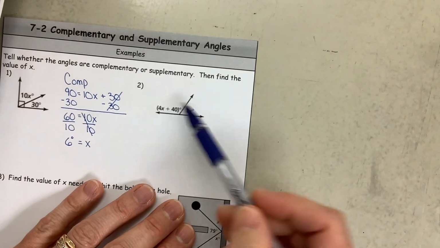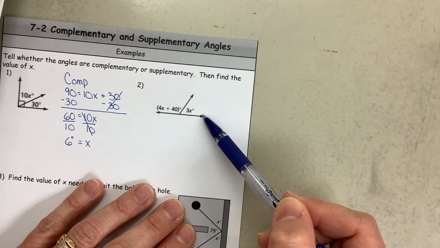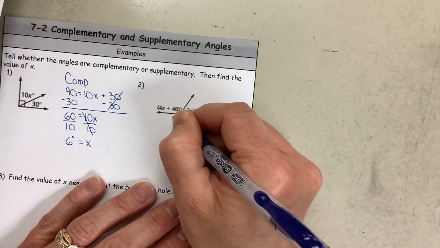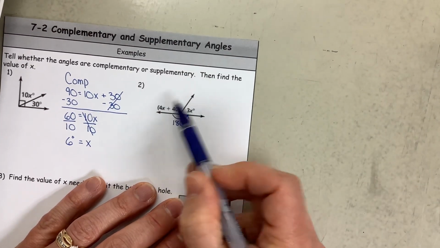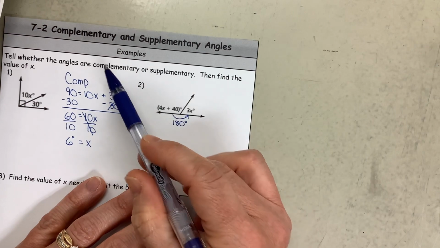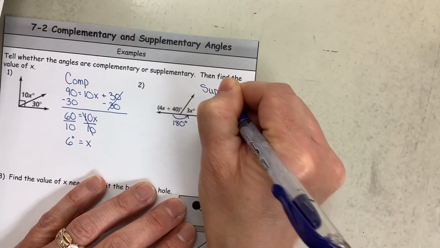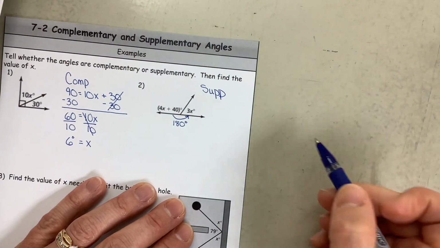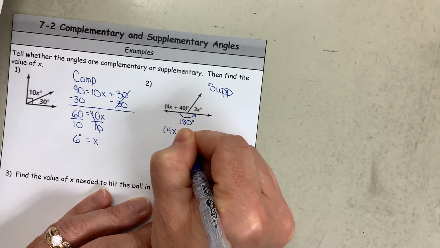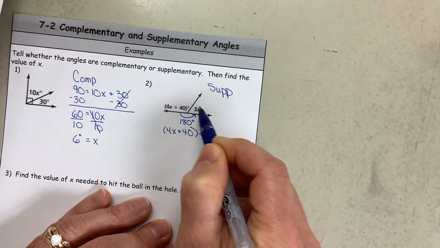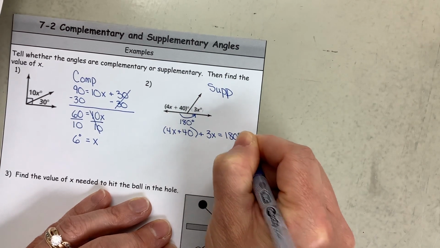All right, on the next one, we see that these angles are adjacent and they're forming a straight line. Just as we talked about before, this measure is 180 degrees. If it's 180 degrees when we add these two together, it is not the first one in ABC order, but the second one. So these are supplementary angles, and I'm just going to put sup for short. Now we're going to add this angle, so the 4x plus 40, plus this angle over here, which is 3x, and that's going to equal the 180 degrees.